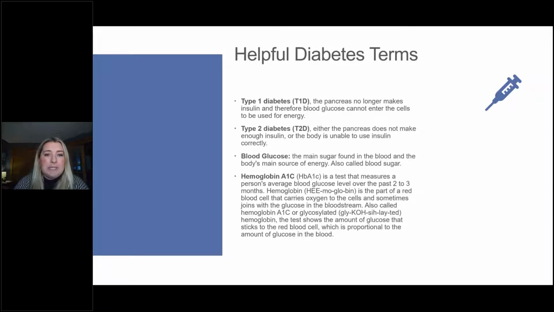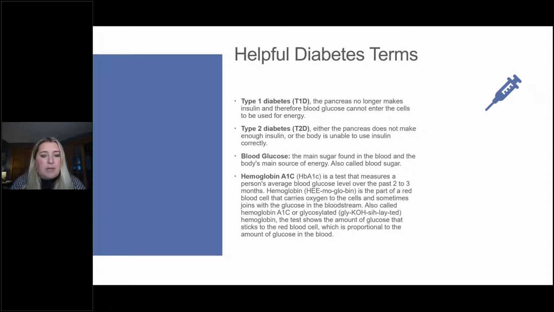Type 1 diabetes: the pancreas no longer makes insulin and therefore blood glucose cannot enter the cells to be used for energy. You might have heard of type 1 diabetes in the past referred to as juvenile diabetes. We don't use that term anymore just because we don't use an age to diagnose. Just like we don't call type 2 diabetes adult onset anymore, we just call it type 2. And that means the pancreas does not make enough insulin or the body is unable to use insulin correctly.